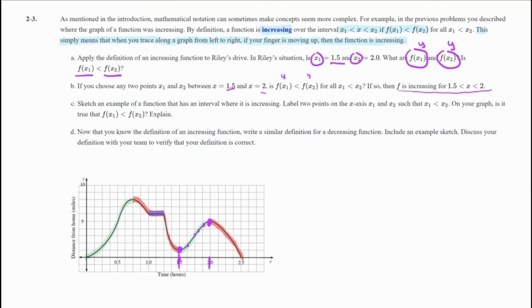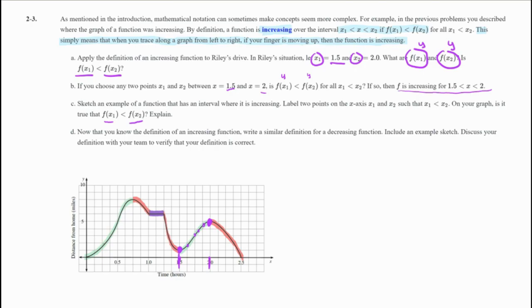Sketch an example of a function that has an interval where it is increasing. Label 2 points on the x-axis, x1 and x2, such that x1 is less than x2 on your graph. Is it true that, all the math speak, and explain. So what I'm going to do is I'm just going to look over here. I'll do this part in orange to make it a little bit different.